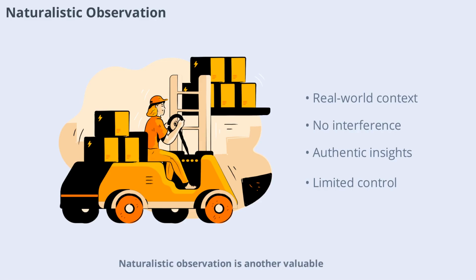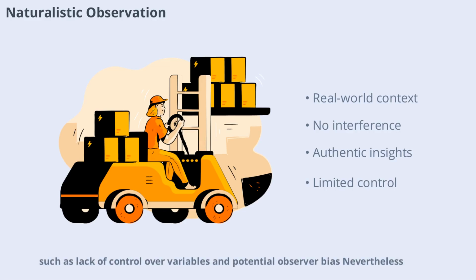Naturalistic observation is another valuable method in abnormal psychology research. Here, psychologists observe individuals in their natural environments without interference. This approach allows researchers to see how abnormal behaviors manifest in real-world settings, providing context that might be lost in a laboratory. While naturalistic observation can offer authentic insights, it also presents challenges, such as lack of control over variables and potential observer bias. Nevertheless, it remains a key tool for understanding the complexities of abnormal behavior.